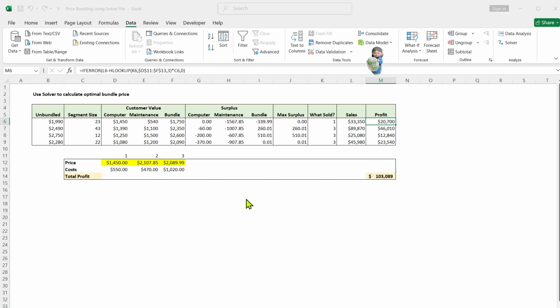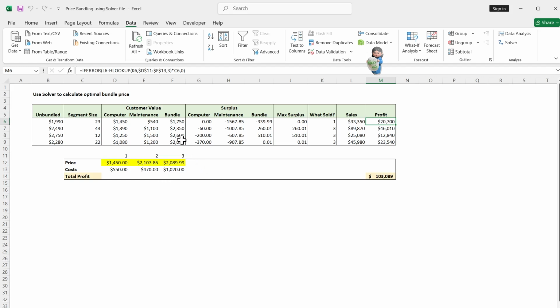Do we want to keep solver solutions? Yeah. Or if we're not happy, we can restore original values, or return to solver parameters dialog, or we're just going to keep it and then rework it. So if we're not happy with this total profit with these prices, we can just go ahead and revise this and then do the solver again to solve it.